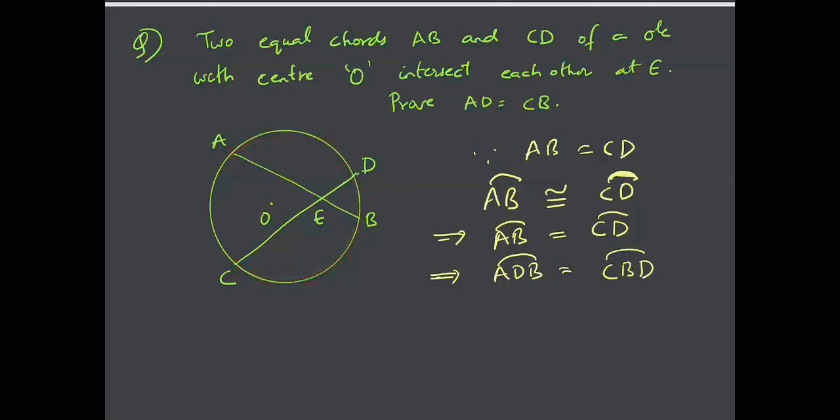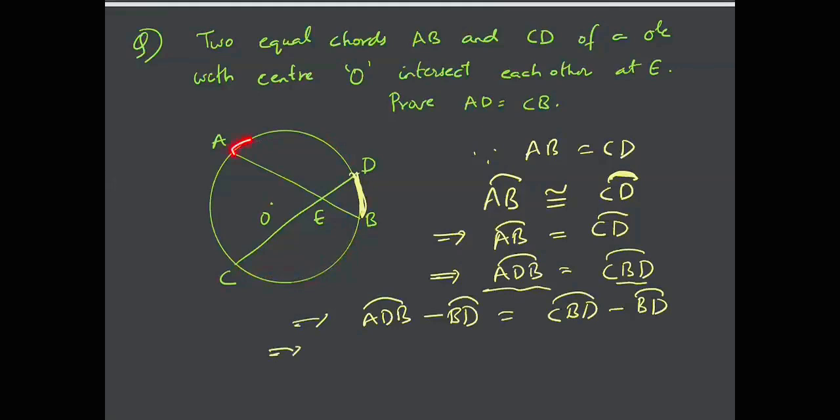Fine. So what I'm doing is, this BD is common, right? This arc length BD is common in these two. So let me just subtract. Arc length ADB minus arc length BD is equal to arc length CBD minus arc length BD, right? What is arc length ADB minus arc length BD? That is nothing but arc length AD. And arc length CBD minus arc length BD is nothing but arc length CB. So finally we have proved that arc length AD is equal to arc length CB.